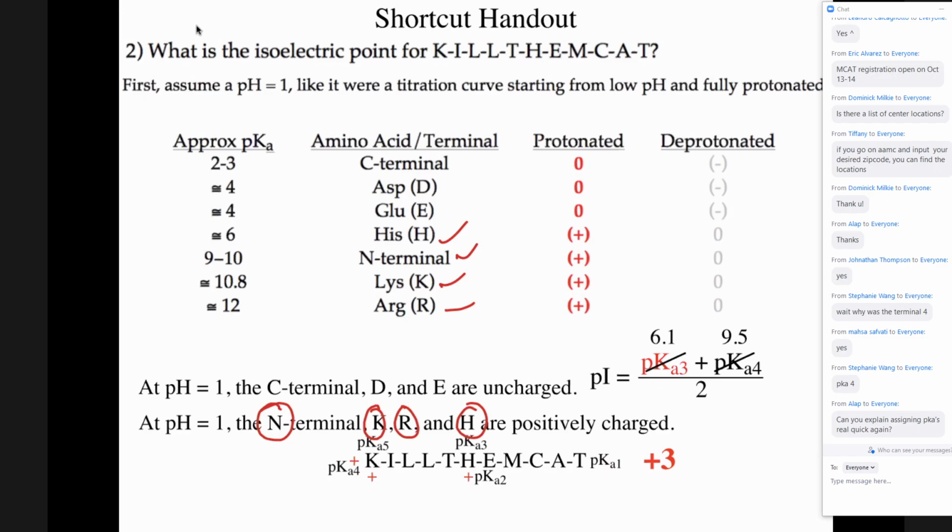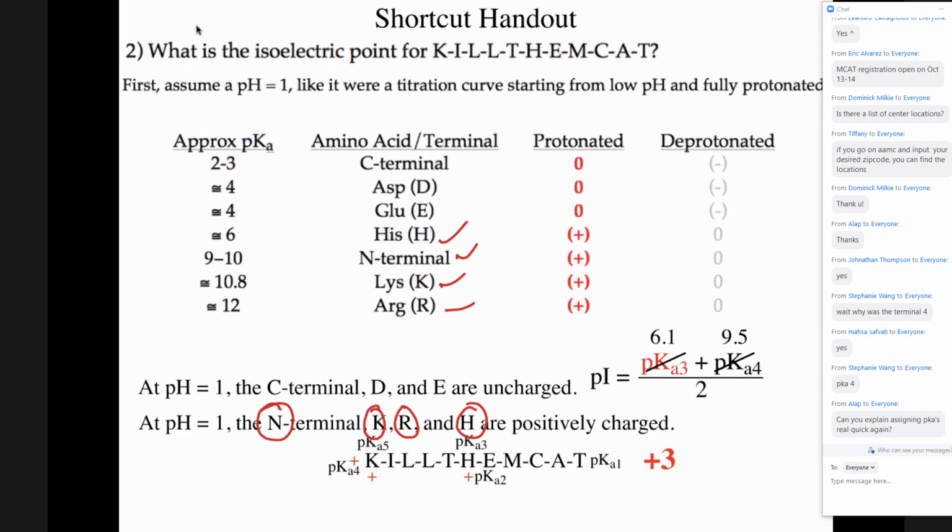Yes, so the assigning of PKs goes as follows. PK1 defines the one standing for the first proton to come off, most acidic. So that's my lowest number. Lower the PK, stronger the acid. This would be next lowest if it had one. So does it have a C terminal? Yep. So I've got PK1.